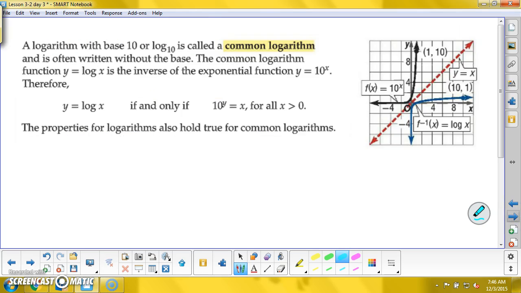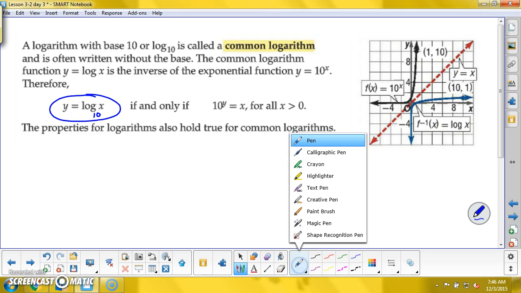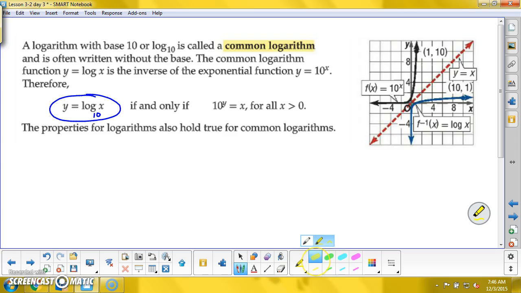Yesterday we talked about common logs. Common logs are logs that look like this, and there's no base written underneath it. When there's no base written underneath it, we assume that there's a 10 there, and we call that a common log. So the graph of a common log is this one right here. This black graph increases pretty fast.